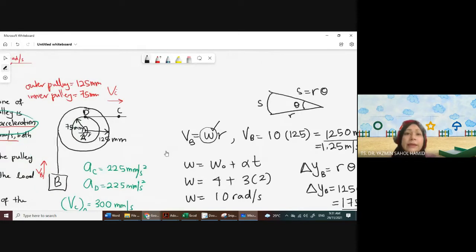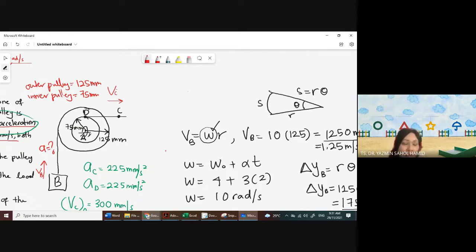Saya buat color lain. Okay, dia nak acceleration. Dia nak kita carikan acceleration juga. Tapi dia nak acceleration apa ni? Baca balik. The acceleration of point D on the rim of the inner pulley. Okay, so macam mana you nak dapatkan acceleration tu?